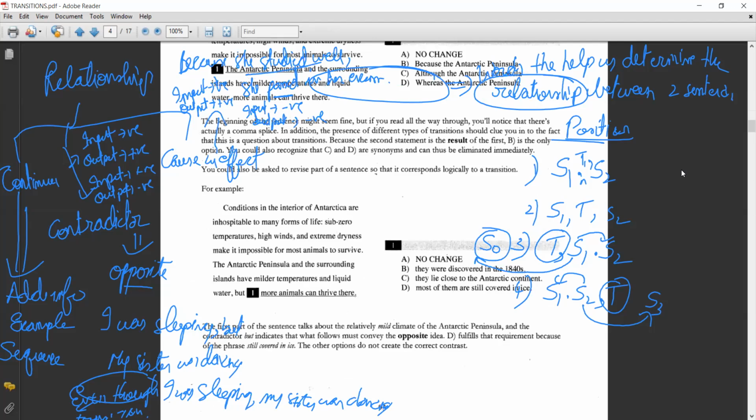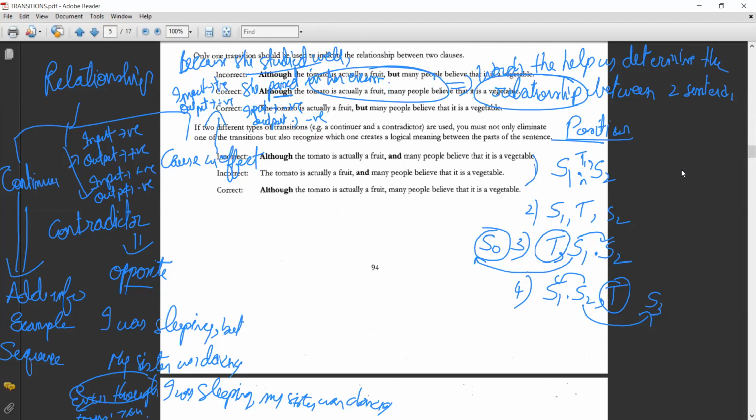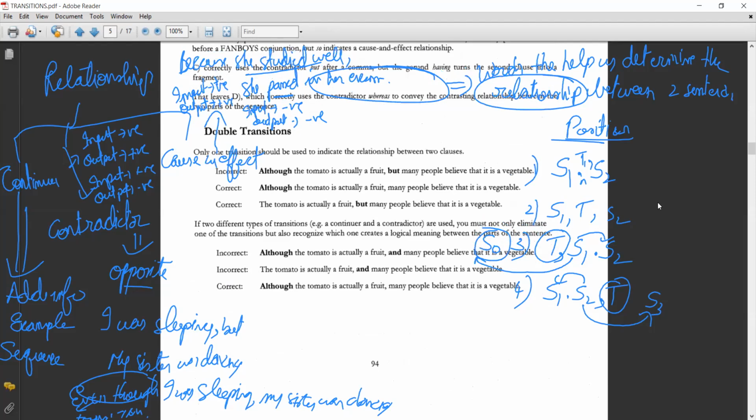Then there's one rule of double transition. You're not supposed to use two transitions in between two sentences. Look here: Although the tomato is actually a fruit, but many people believe that it is a vegetable. Both but and although are used here. You cannot use both, you have to use only one of them. So you'll either use although or you'll use but. You can use only one transition.